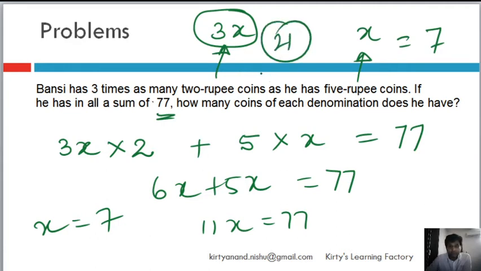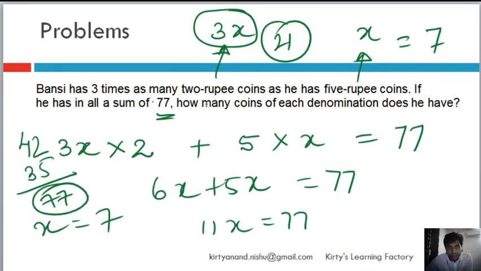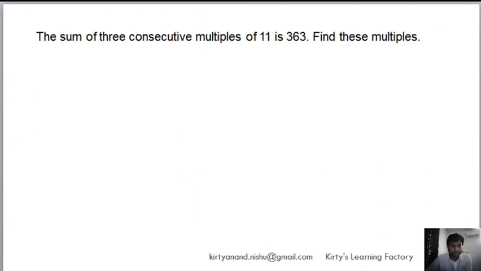Now the best part of algebra is that once you have solved it, you can always check it, right? So let's check if our answer is right or wrong. 21 into 2 is 42 rupees and 7 into 5 is 35 rupees. Let's quickly add, and yes, the total is 77, which means our calculation is right. So during the examination or right after you solve it, you should be able to know if you've solved it correctly or not. Let's move on.